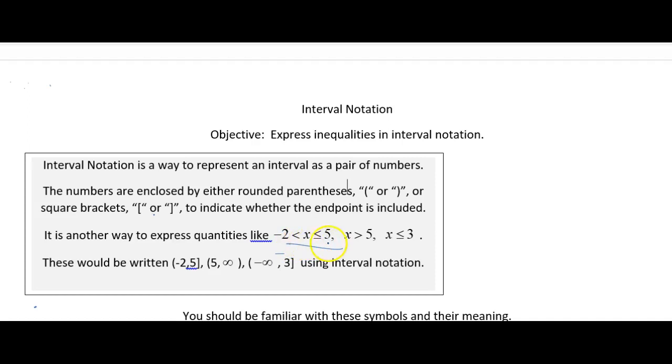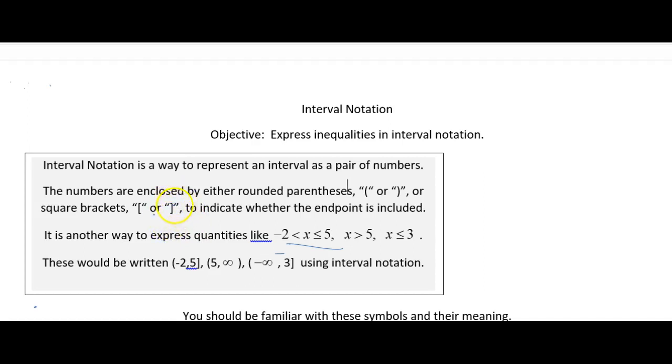And we use different types of parentheses to indicate whether or not there's an equal sign. So we have here -2 less than x less than or equal to 5. The -2 is not included. The 5 is included. We will indicate that the -2 is not included by putting a rounded parenthesis on the left side. Then we will write the -2, then we'll put a comma, and we'll put the 5, and then we'll put a square bracket.